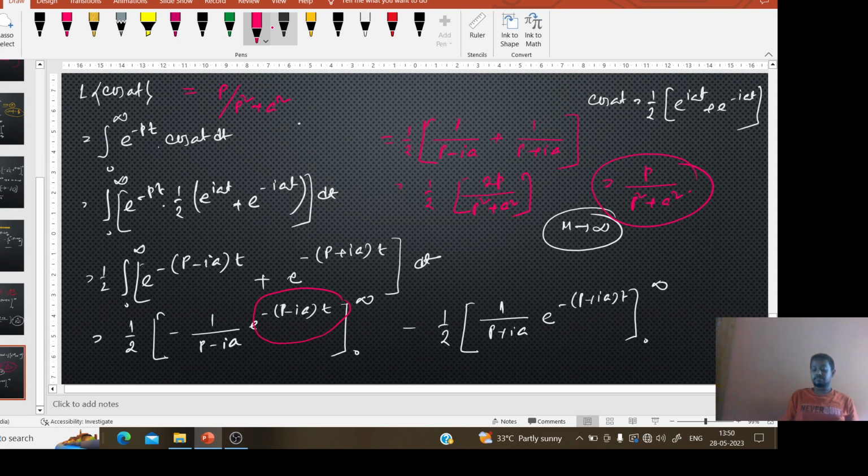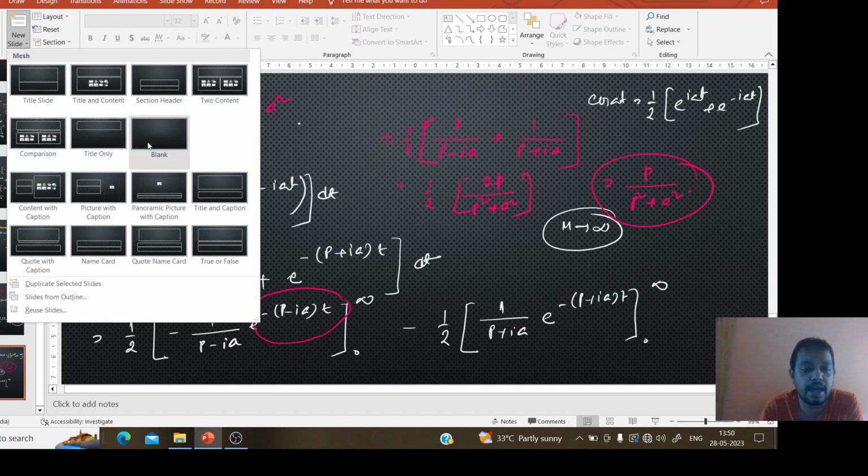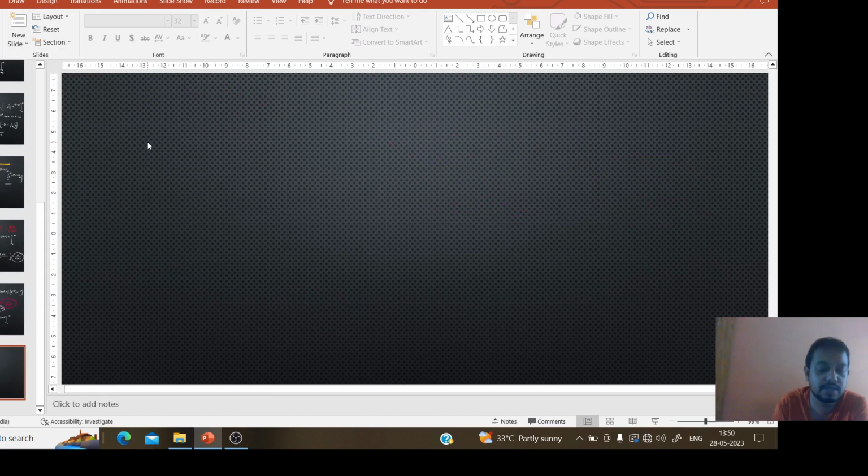And now I will show you the last for this video, the elementary function, where we take f of t is equal to t to the power n. That is the algebraic function. And when we consider, that is L of f of t is equal to what? f of t is equal to t to the power n, where n is any positive integer.